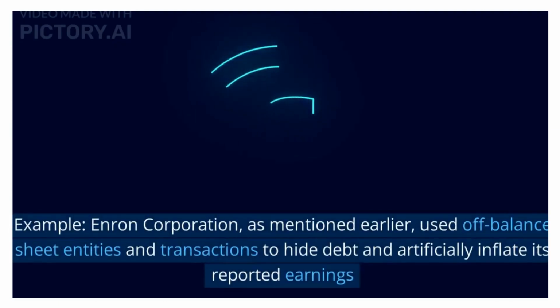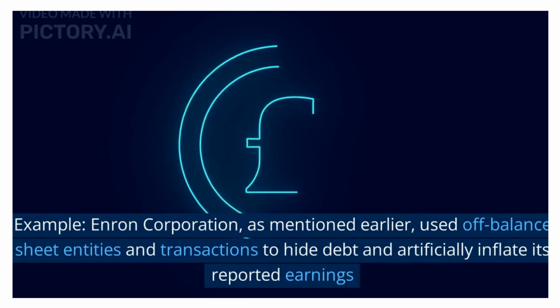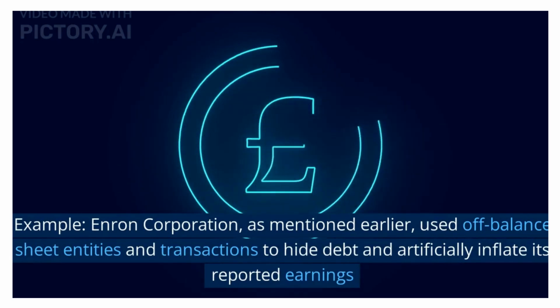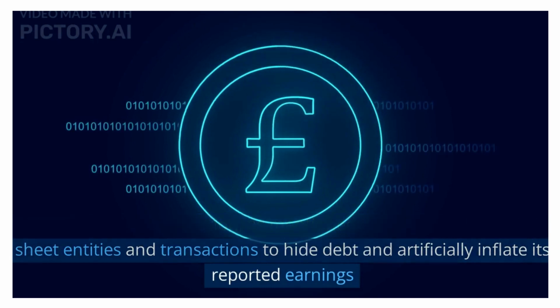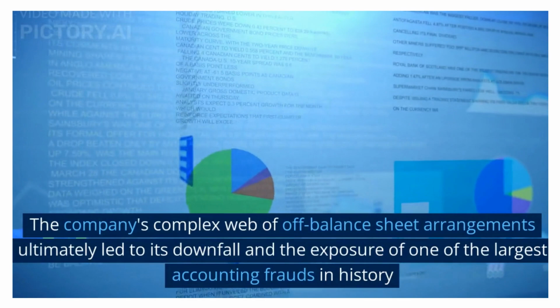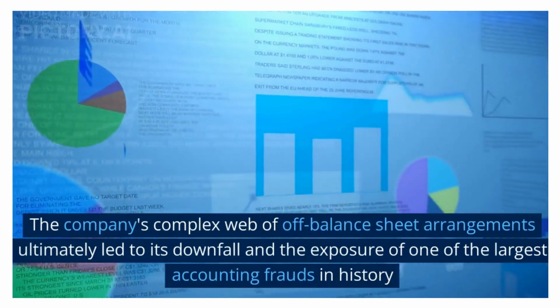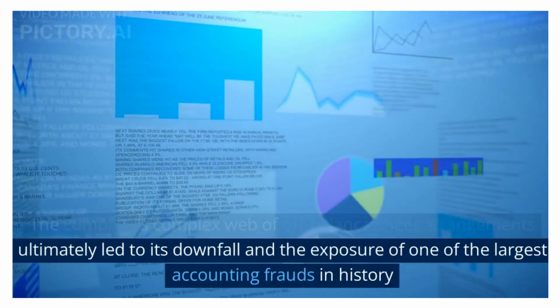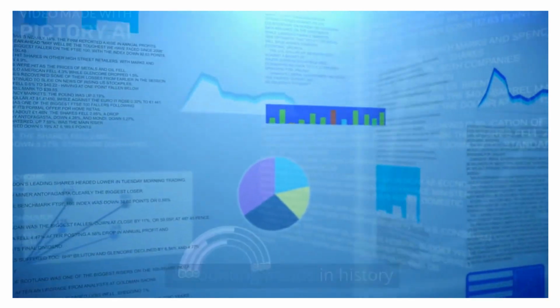Example: Enron Corporation, as mentioned earlier, used off-balance sheet entities and transactions to hide debt and artificially inflate its reported earnings. The company's complex web of off-balance sheet arrangements ultimately led to its downfall and the exposure of one of the largest accounting frauds in history.